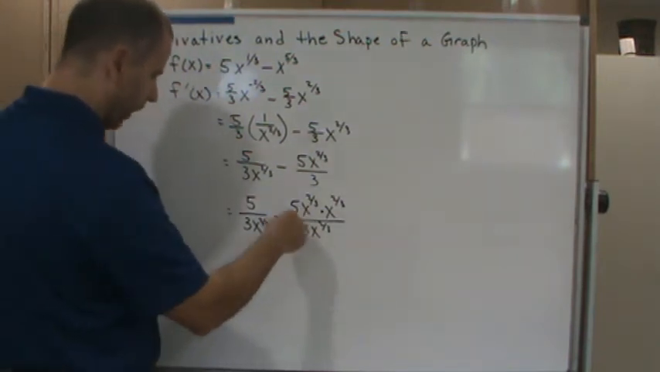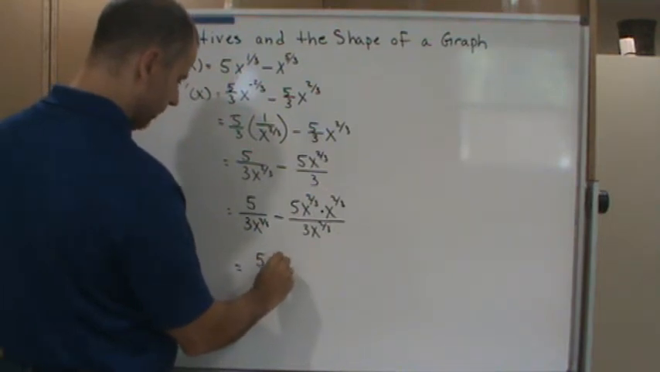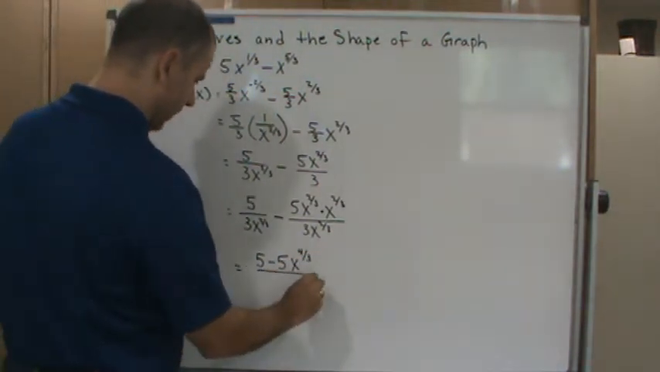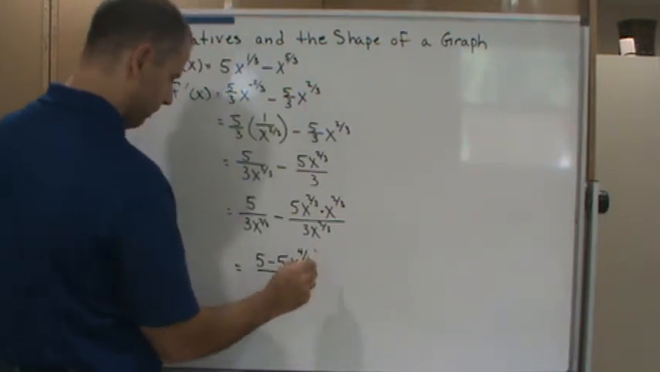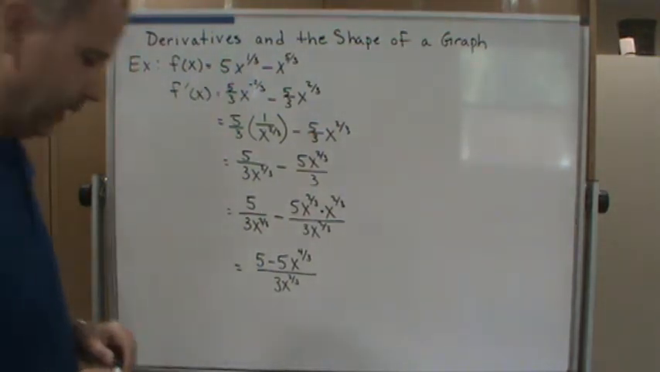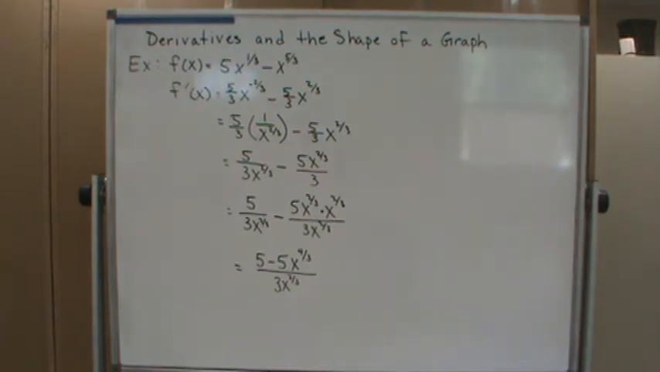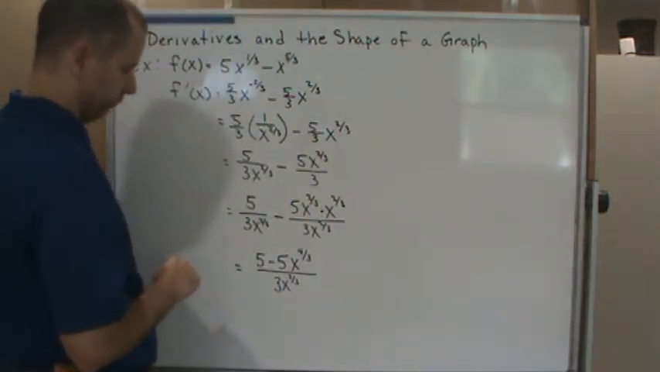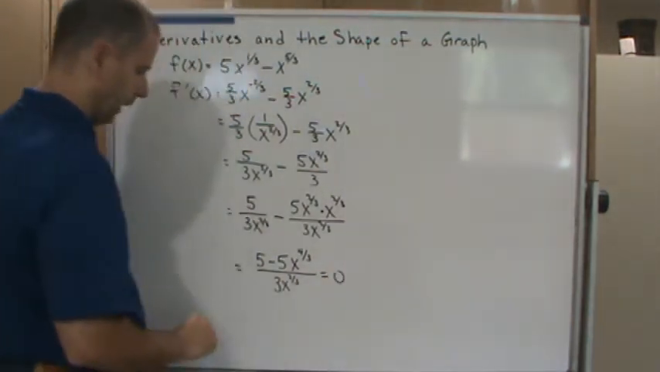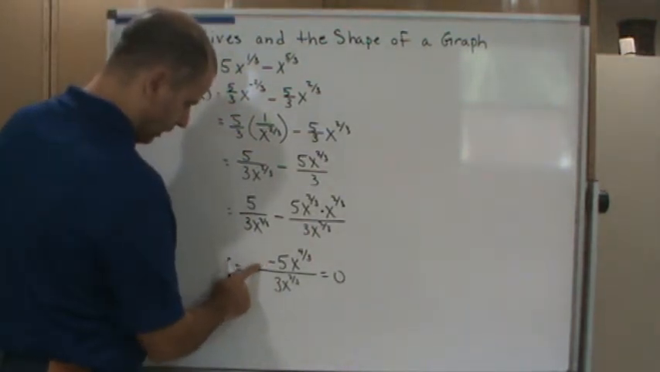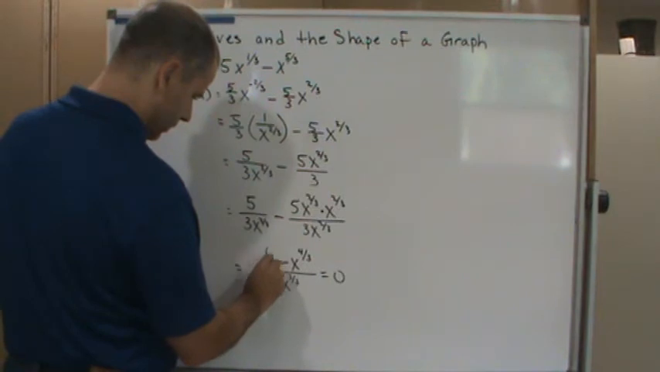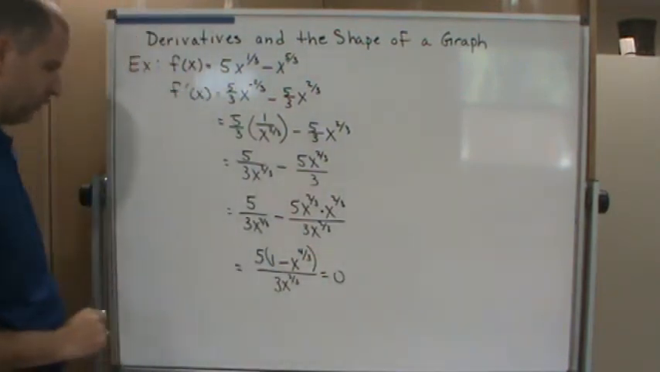And so now I'm going to combine them. So I get 5 minus 5 x to the 4/3 power divided by 3x to the 2/3 power. Okay, so now that we've got it set up this way, now we can use the first derivative test. So we'll set this equal to 0. Now, I can factor out the 5 here, so this will be 1 minus x to the 4/3.